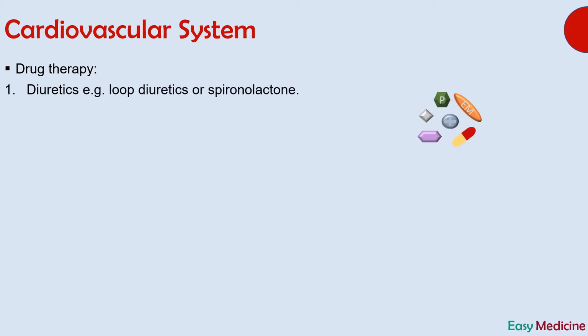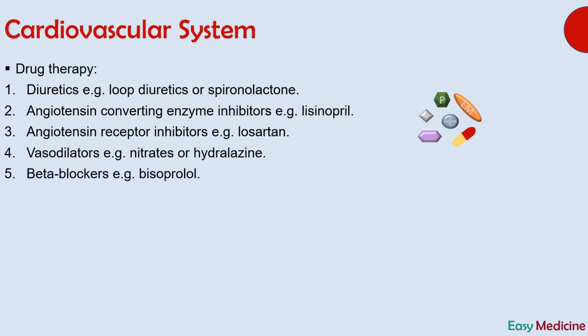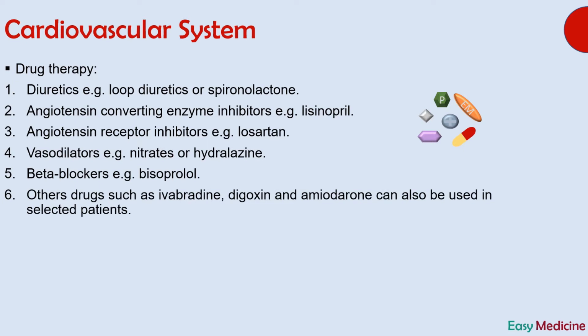And next is drug therapy, and one of the questions asked about 5 groups of drugs which can be used in this condition. So these are diuretics, for example loop diuretics or spironolactone, angiotensin converting enzyme inhibitors, for example lisinopril, angiotensin receptor inhibitors, for example losartan, vasodilators, for example nitrates or hydralazine, beta blockers, for example bisoprolol, and other drugs, for example ivabradine, digoxin and amiodarone can be used in selected patients only.